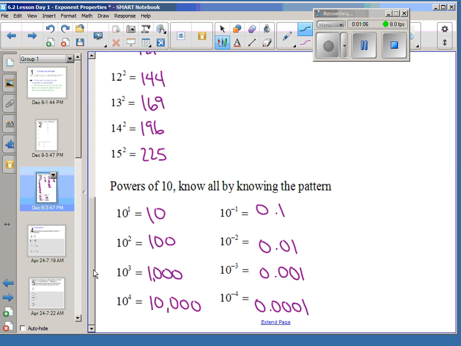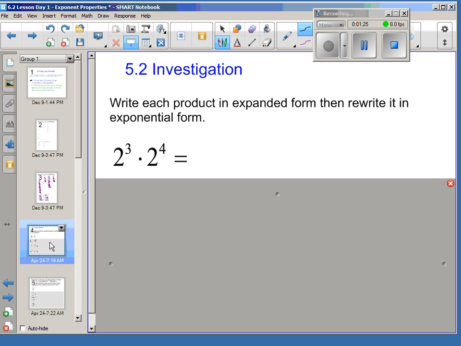And then also, powers of 10, know these ones by knowing the pattern. If you look at 10 to the first, 10 to the second, 10 to the third, and 10 to the fourth, the exponent tells us how many zeros we have in our answer. So 10 to the first has 1 zero, so it's 10. 10 squared has 2 zeros, so it's 100, and so forth. Hopefully you have that filled out, and we'll work throughout the chapter on making sure we have all those memorized.